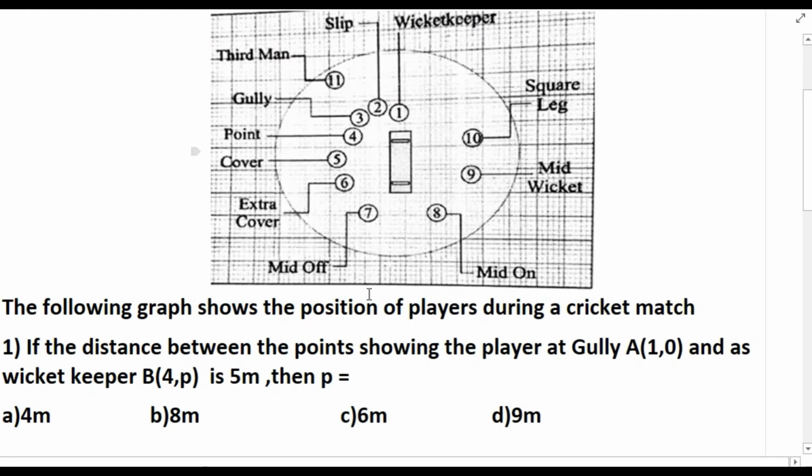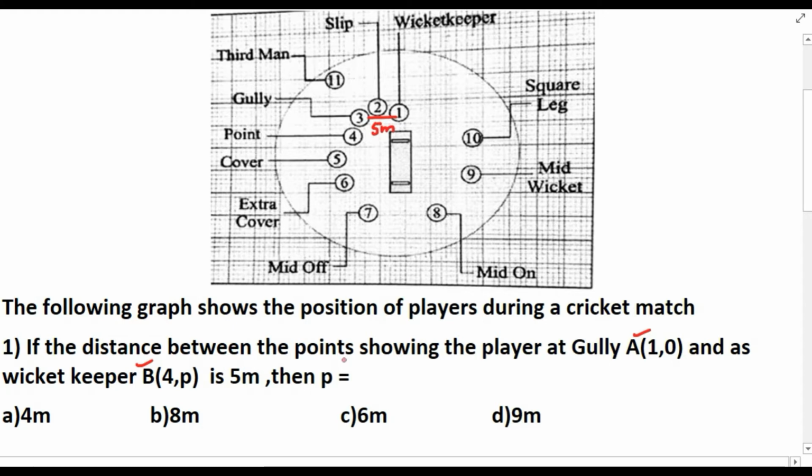The following graph shows the position of players during a cricket match. If the distance between the points showing the player at gully A(1, 0) and the wicket keeper B(4, p) is 5 meter, then we need to find out p. So the distance between the wicket keeper and the gully they have given as 5 meter. Already they have given the coordinates in the question, so you need not find them from the graph. We just need to find the value of p.